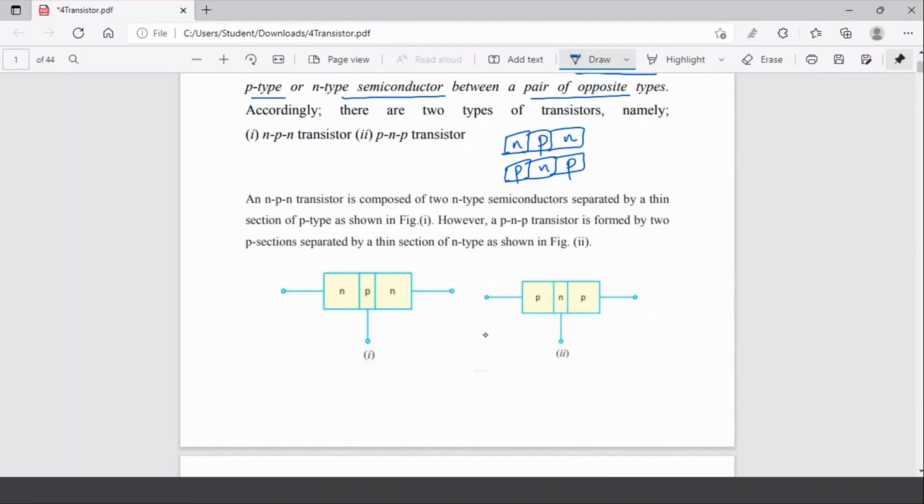So this is how we represent the two types of transistors, NPN and PNP. You can see here that this is the emitter, this is the base, and this is the collector. The base layer, the sandwich layer, is actually very thin. For an NPN transistor, it comprises two N semiconductors which are separated by a thin P type layer. Whereas for PNP, N is the sandwich layer, that is the base layer, which is very thin here.